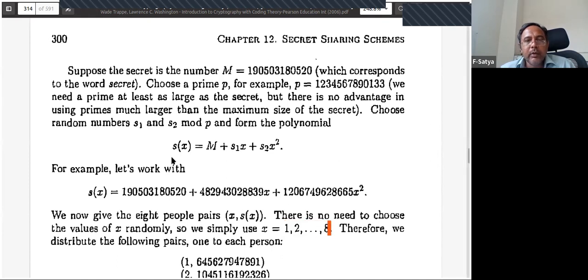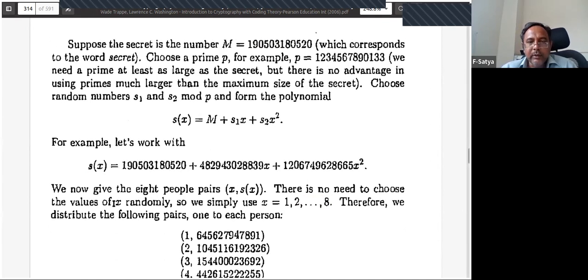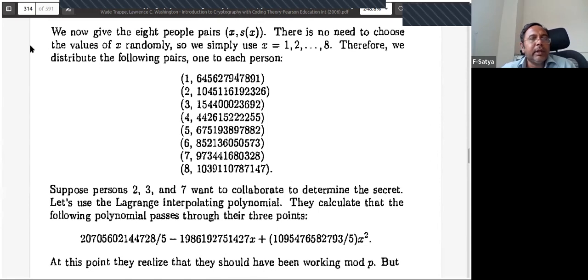Okay, now 8 persons are there, so he took 8 numbers, 1 2 3 up to 8. Now s of 1. What is s of 1? The dealer knows m also, right? The first person who is sharing, he knows m also, right? So s of 1, s of 2 come from this polynomial directly: s of 1 value, s of 2 value, up to s of 8 value. He gave this point to the first person, the second person, the third person, like that, to 8 persons.